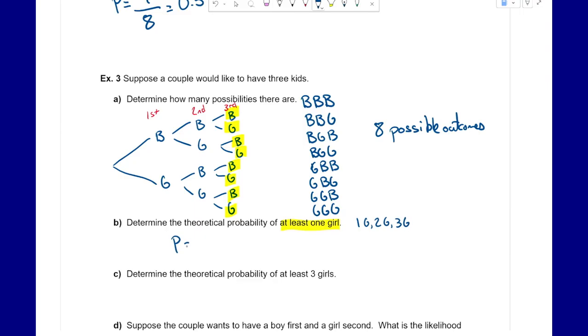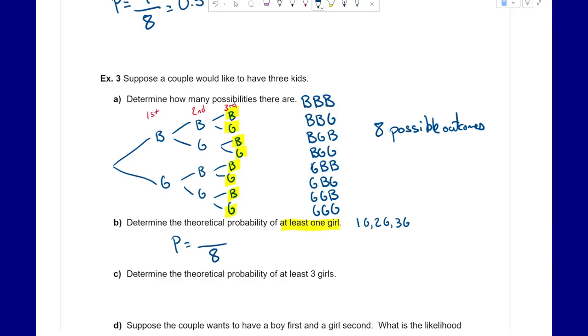So probability of at least 1 girl, we know it's going to be something over 8 because there's only 8 total possible outcomes. So you could look and say, okay, how many options are there where there's at least 1 girl? Or you could think of the opposite. What's the opposite of at least 1 girl? Opposite of at least 1 girl is no girls. So you could think, if there's 8 possible ways, there's only 1 way where there's no girls, right? Where it's all 3 boys. So that means everything left over has to be at least 1. It's a bit of a trickier way to think about it.